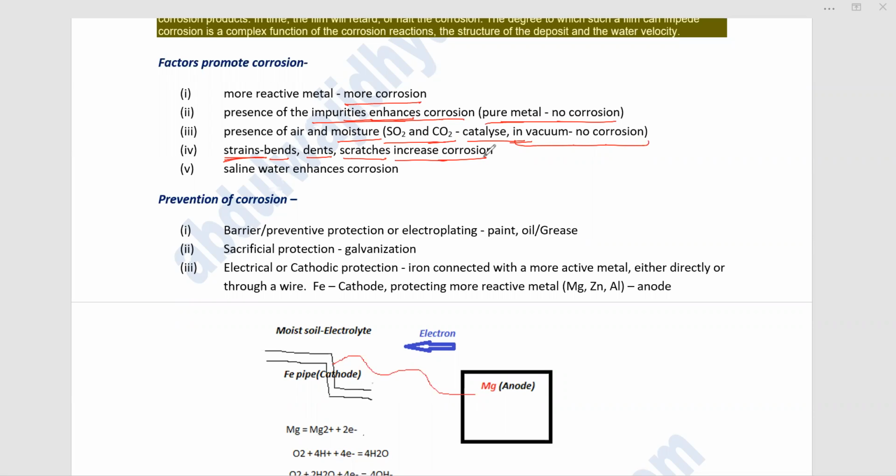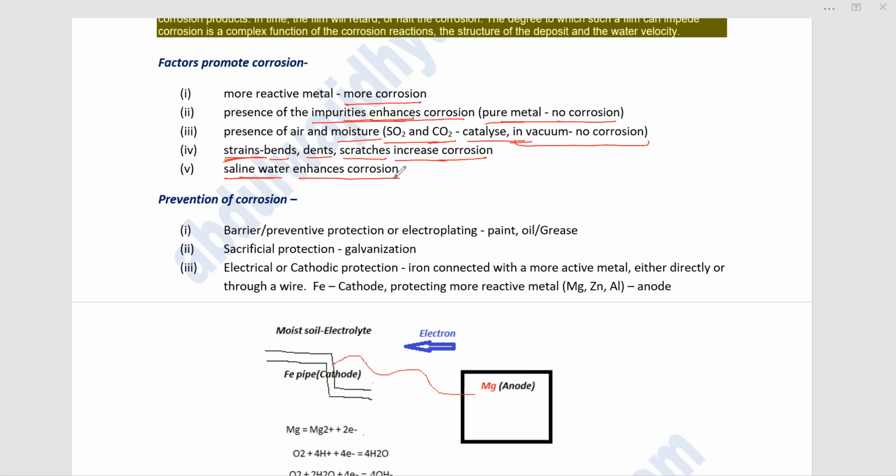If saline water is there, then the rate of corrosion will be more. So these are the factors which promote corrosion. And what are the factors which are responsible for prevention of corrosion?